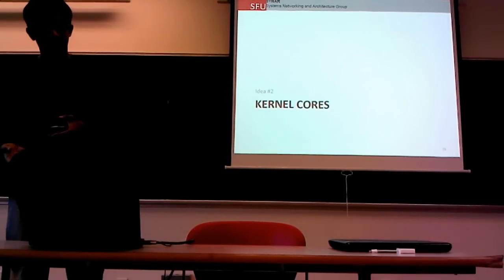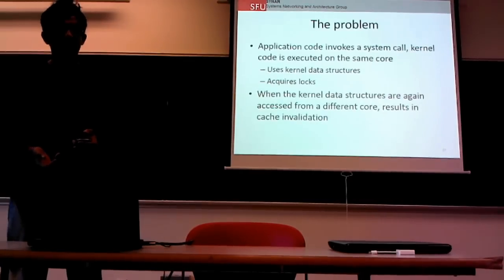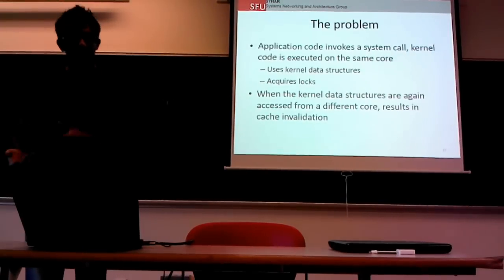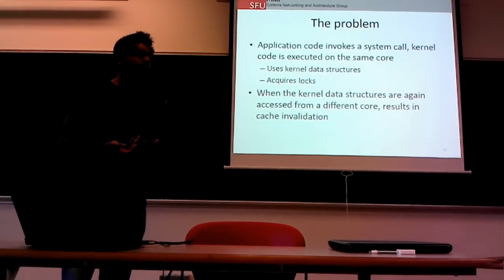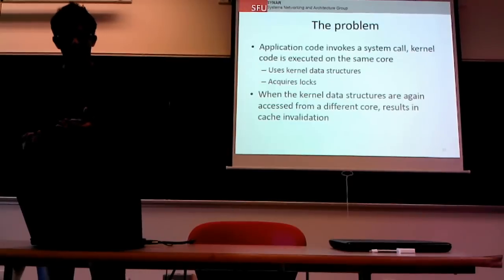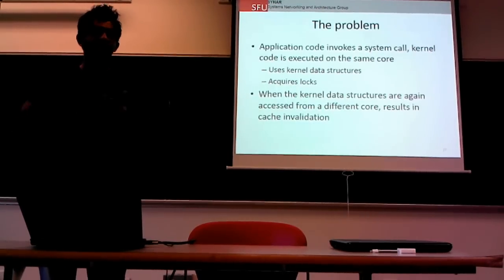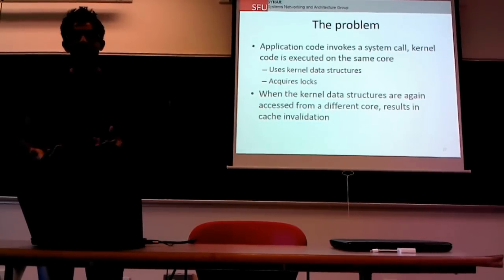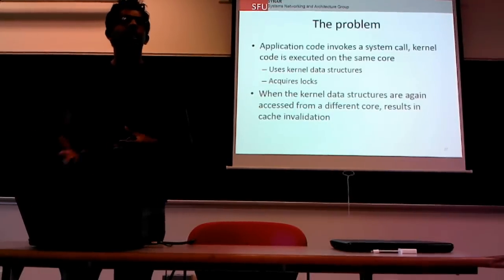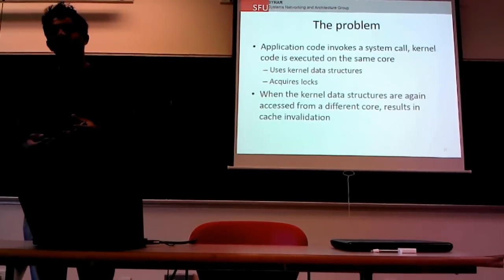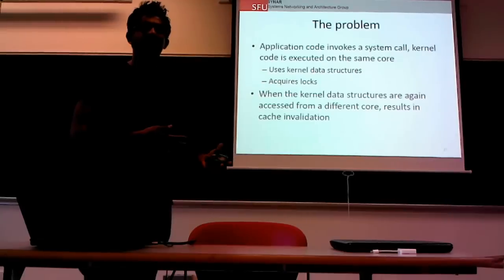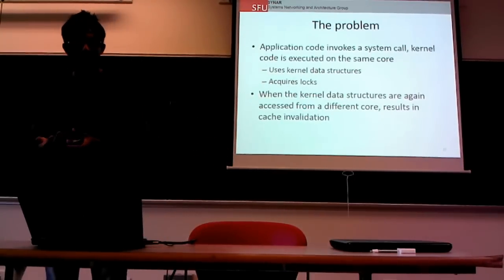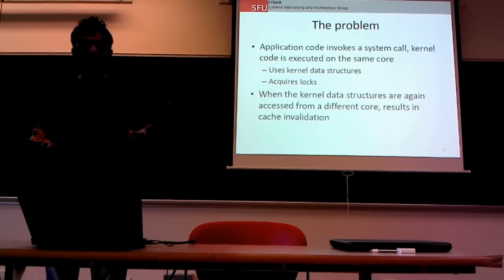So the next idea is kernel cores. What's the problem here is that when an application tries to invoke a system call, part of the kernel code is executed, and some of the data structures in the kernel are touched. And when the application tries to invoke a system call from a different core, then all these structures have to be invalidated from the cache line of the first core and then moved to the second core and so on. So this is again a problem.